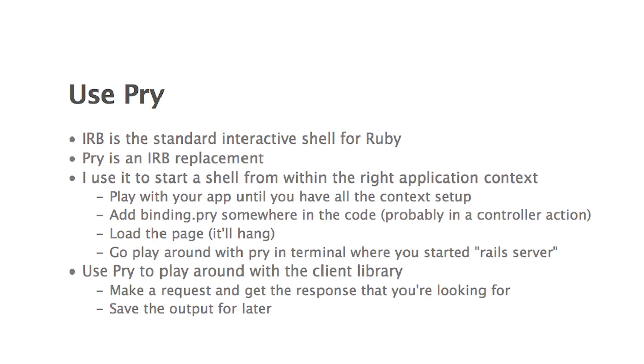Now go play around with Pry in the terminal where you started Rails server. Use Pry to play around with the client library. Make a request and get a response that you're looking for. Then save the output for later. Now, as usual with test-driven development, the goal is to write some tests and write some code. It can be either a functional or an integration test. Add just enough code to your controller or whatever so that it tries to use the RESTful web API. Now, do something in your test so that it exercises the controller.